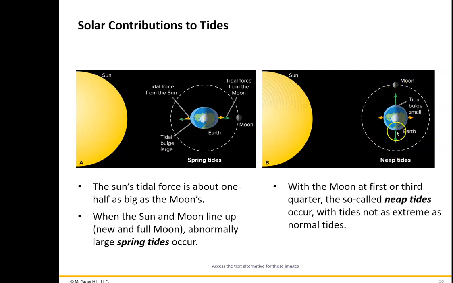So when it's the first quarter or the last quarter moon, those are called neap tides. Let me make sure I say this right. During a neap tide, it would be the lowest high tide that you're going to get, right? Because the sun is actually working against you. In the situation for the spring tides, the sun is enhancing the high tides. So it's the highest high tides and the lowest low tides.